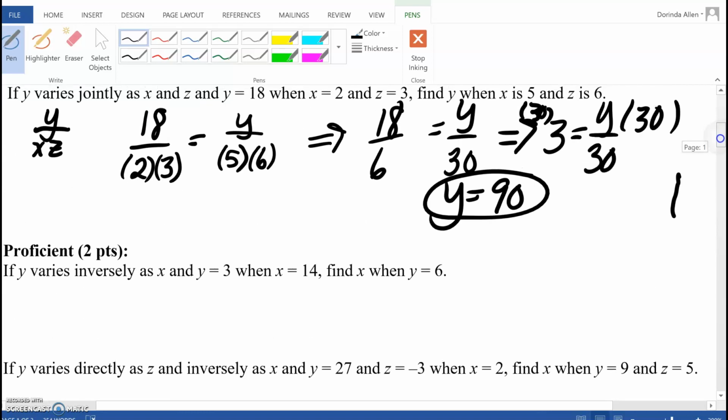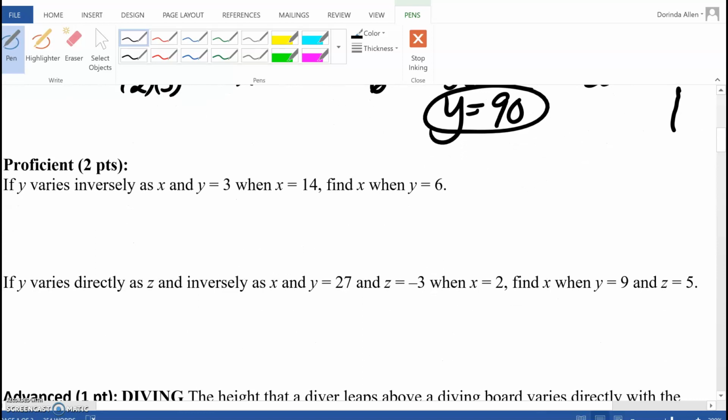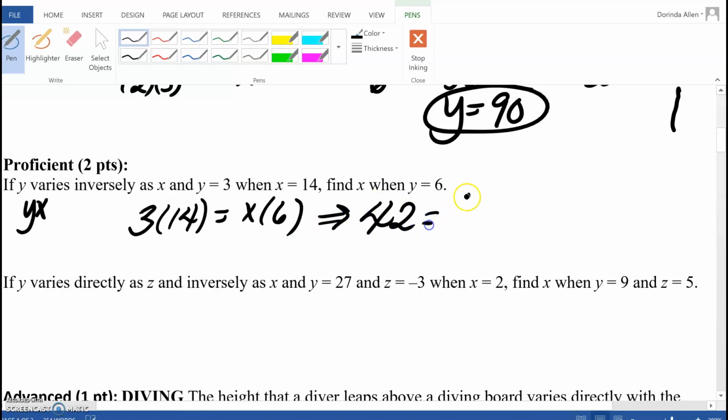Here we have if y varies inversely as x, and inversely means that our equations are set up this way. So multiplying instead of dividing, because it's opposite of directly. So when y is 3, x is 14, and we want to find x when y is 6. So we get 42 equals 6x, and then divide both sides by 6. X equals 7.